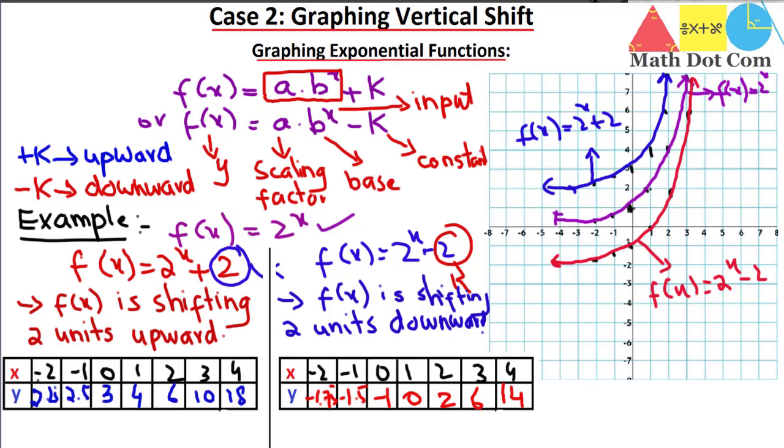So keep this in mind whenever you come across such forms, that is 2 raised to power x plus 2, 2 raised to power x minus 2. This 2 is being added in the y rather than x. That's why the shift is vertical. The impact is on the y-axis rather than on the x-axis. So this is all about graphing the vertical shift.